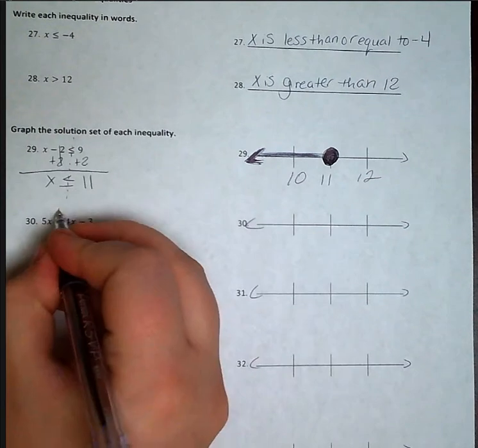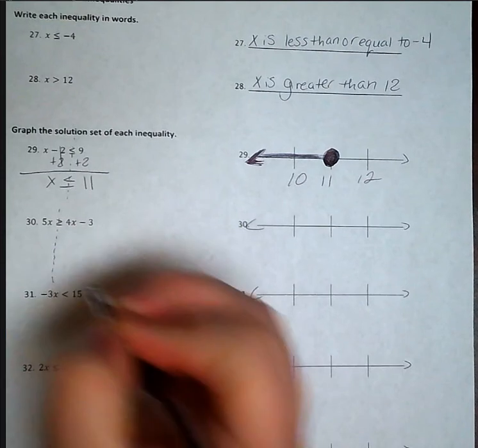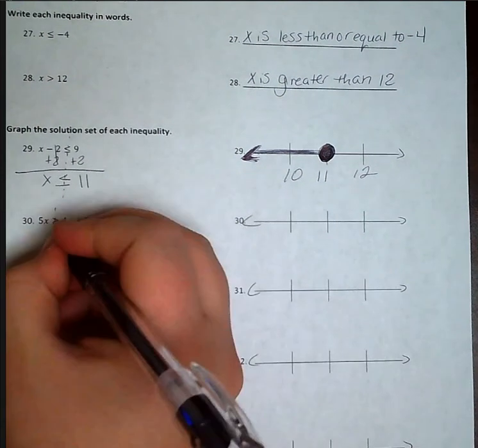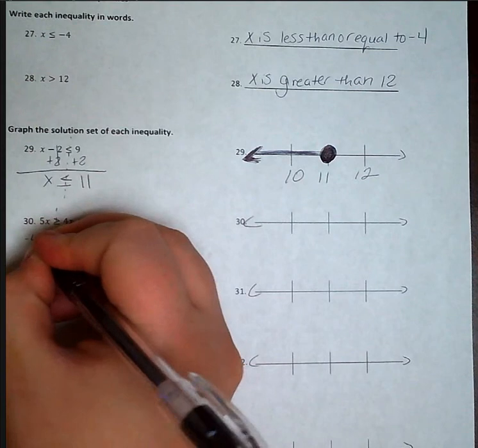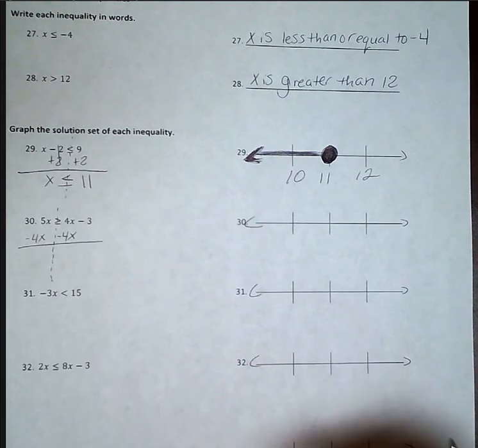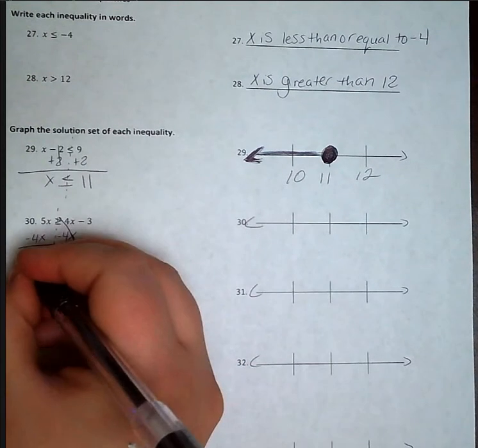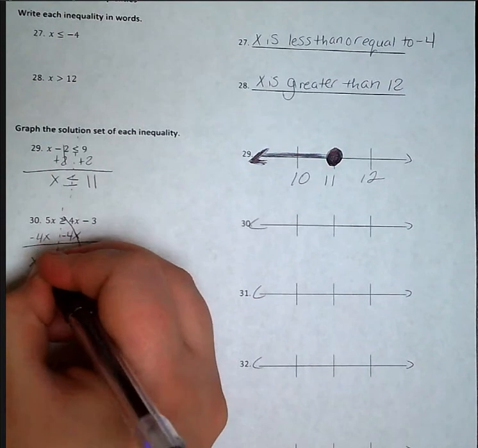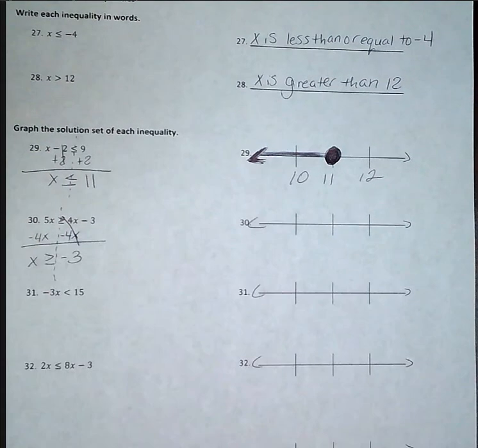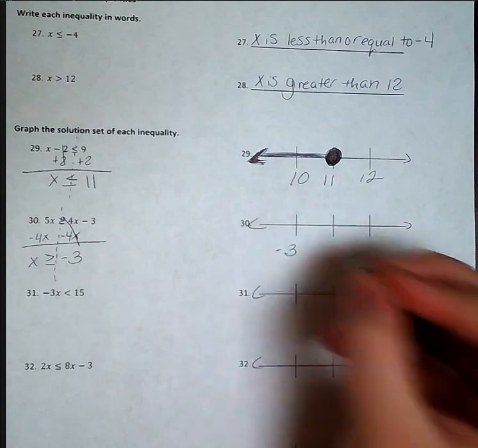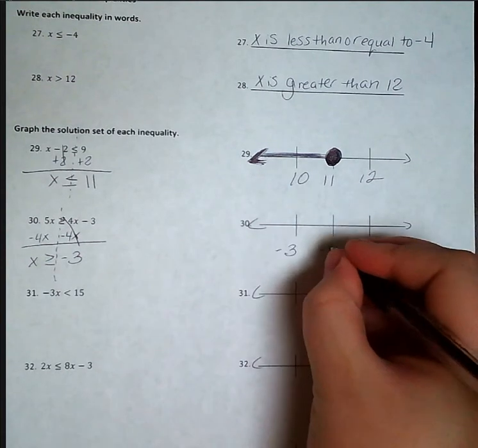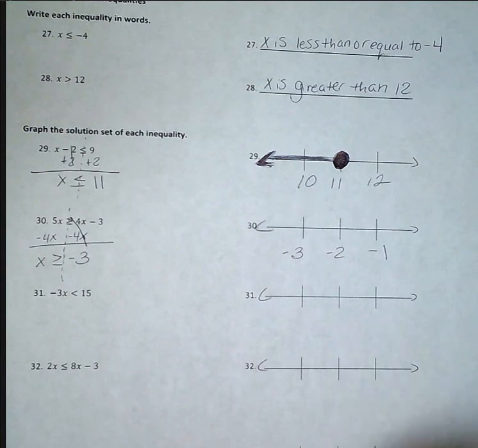and I'm putting a dotted line there just so we remember these are inequalities. We have to move our x's over to the same side, so I'm going to move the smaller x. So that leaves me with x is greater than or equal to -3. So this time, I'm going to put the -3 over here. -2 would go here, and -1 would go here.